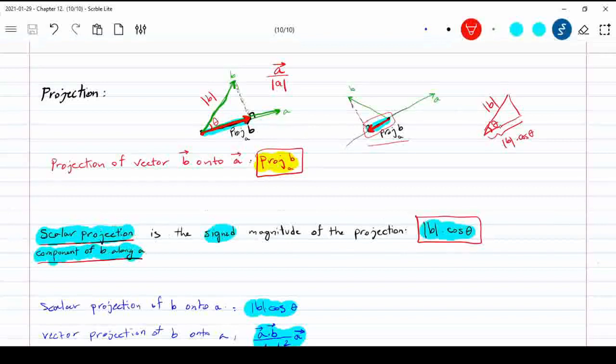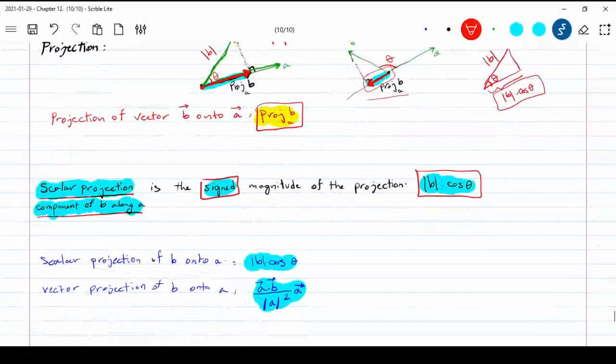It is magnitude B times cosine theta, and that is what we call the scalar projection, or the component of B along A. The only thing that matters is that if theta is greater than 90 degrees, then this value becomes negative because cosine becomes negative. So it is basically a signed magnitude. It's either positive or negative depending on angle theta being greater than or less than 90 degrees. So magnitude of B times cosine theta is what we call the scalar projection.